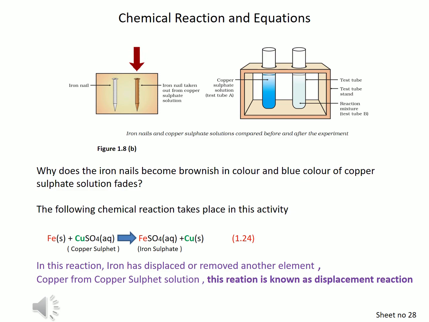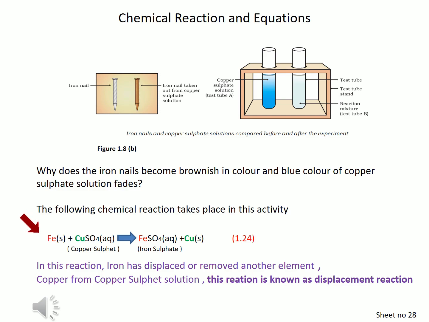Why does the iron nail become brownish in color and the blue color of copper sulfate solution fade? Here at the right side we can see that the blue color of the original solution has faded, and at the left side this iron nail has become brownish in color. So why exactly has this happened? Let us see.